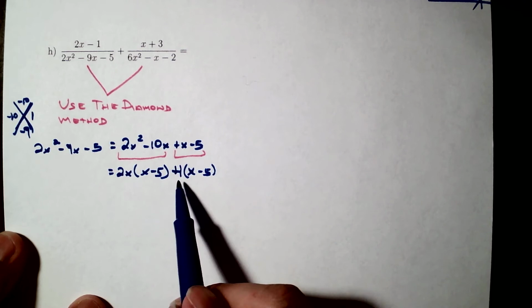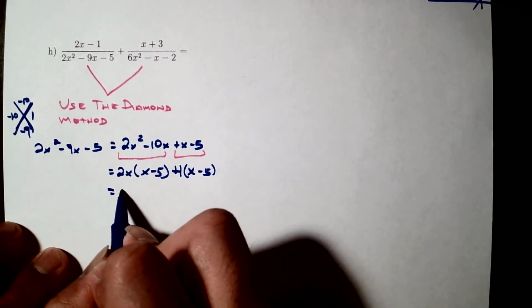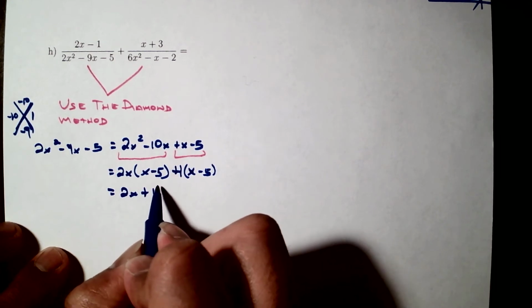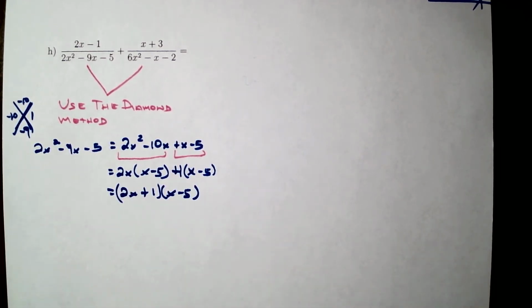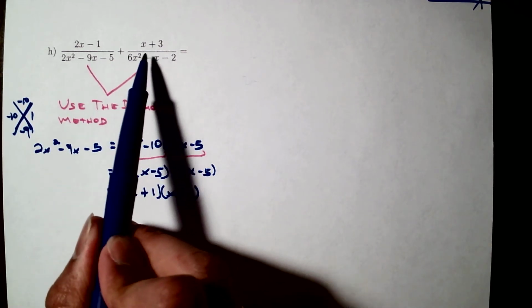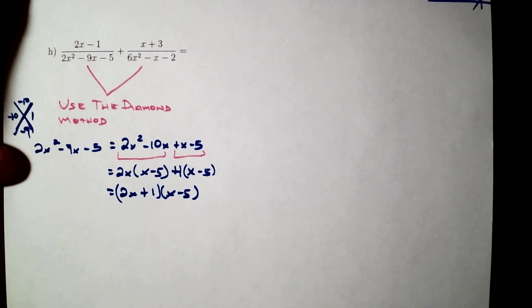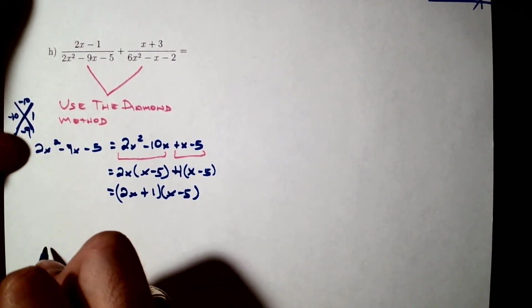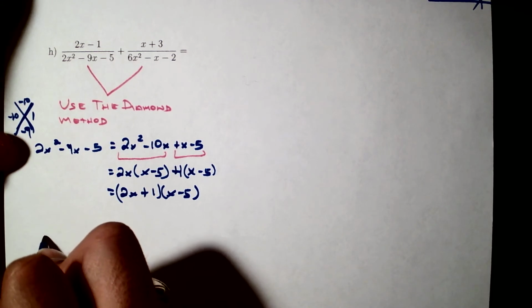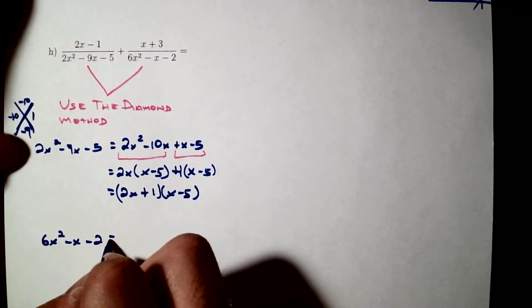Okay, that's 1 times that. GCF x minus 5, so that's the factoring of the first denominator. Let's do the second denominator. So that's going to be 6x squared minus x minus 2.